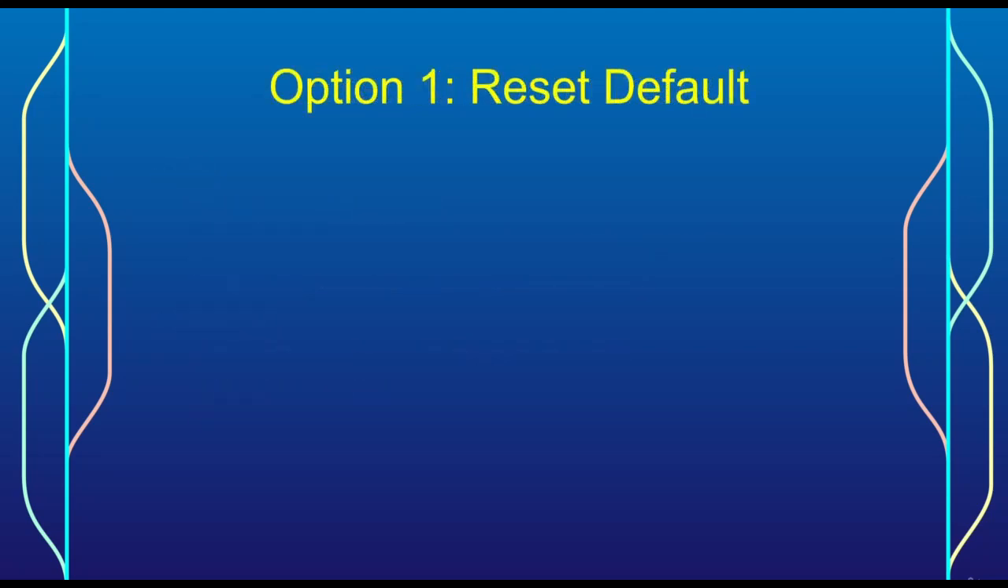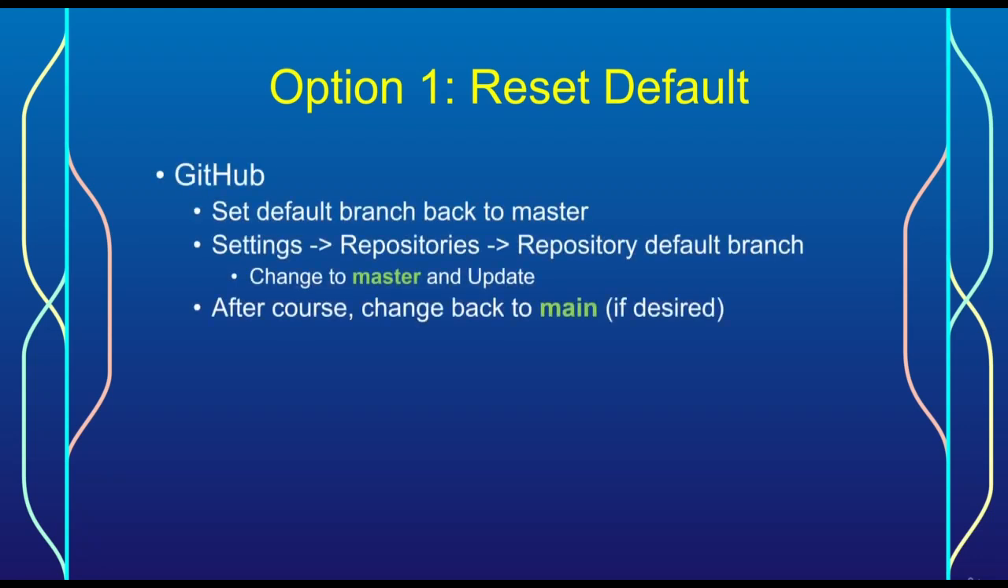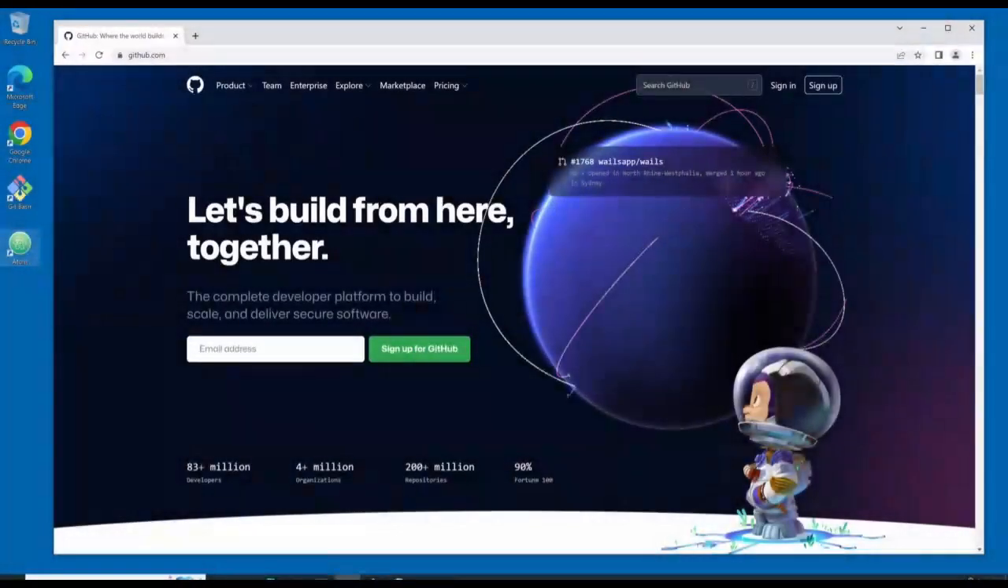Okay, there are two approaches we can take. As just mentioned, we can simply reset GitHub's default branch name to master, at least until the end of this course. This approach will have the least impact on the rest of the course.